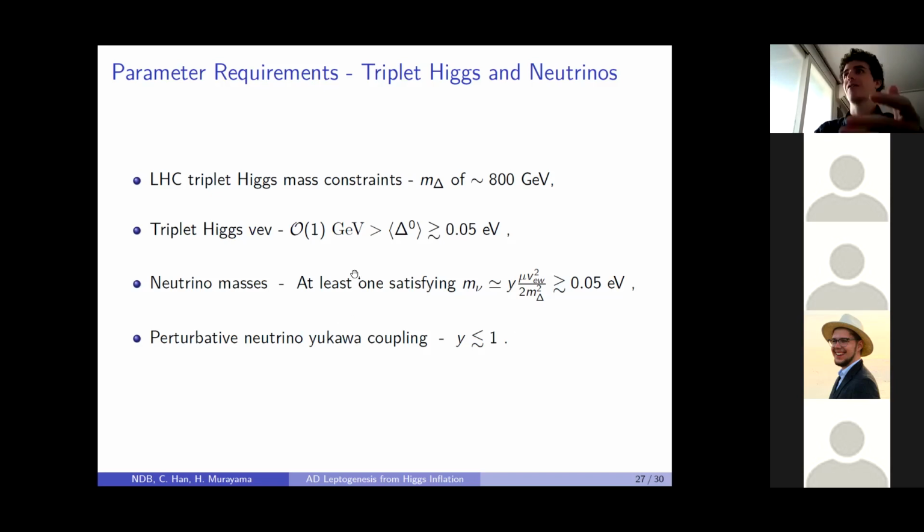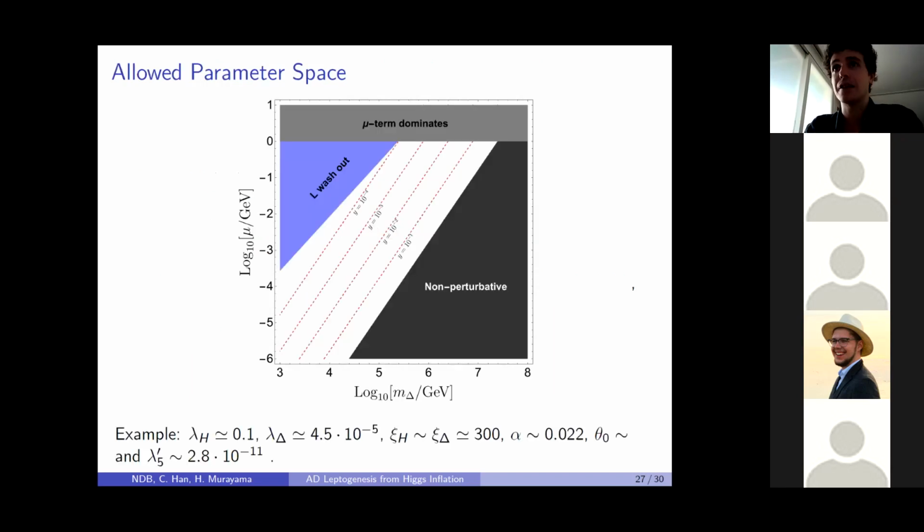Okay, so I've gone through the many constraints that we have to contend with in trying to pull all these three things together. And what we find, quite nicely, is that there's quite a large parameter space in which we can satisfy all these constraints. So here, this is just one particular set of input parameters.